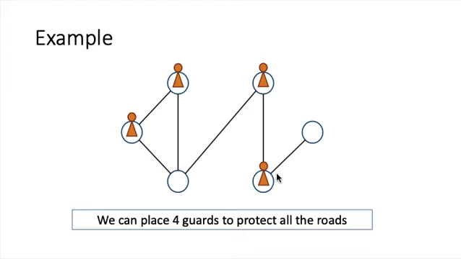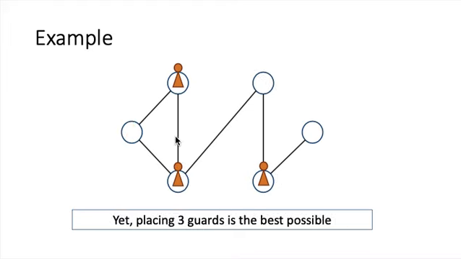But for the same graph, we actually need only 3 guards, and that is already enough. This edge is protected by this one. These 2 edges are protected by this one. This edge is protected by this one. These 2 edges are protected by this one. So again, all the edges are still protected, and we are using a fewer number of guards. Indeed, 3 guards is the best possible for this particular input.